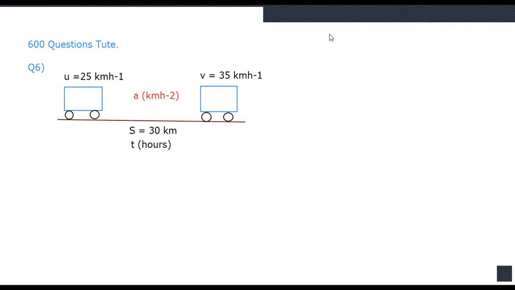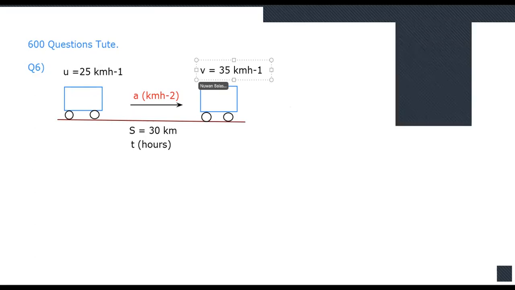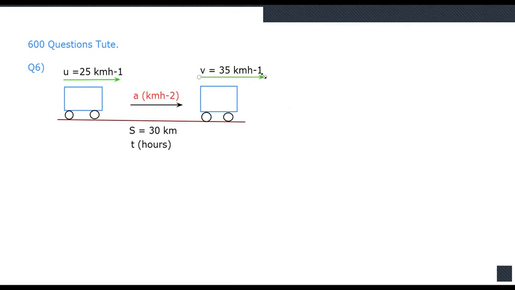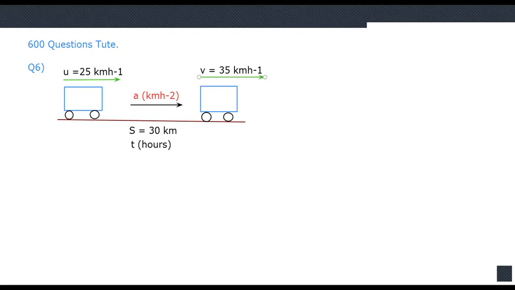Quick dear, draw the figure. Initial velocity 25 kilometer per hour. Final velocity 35 kilometer per hour. Acceleration simple A, kilometer per square hour. Distance traveled 30 kilometer and time taken T hours. Okay, right. Now we want to find the acceleration as well as time. Please tell me once you draw the figure. After that, I'll continue.